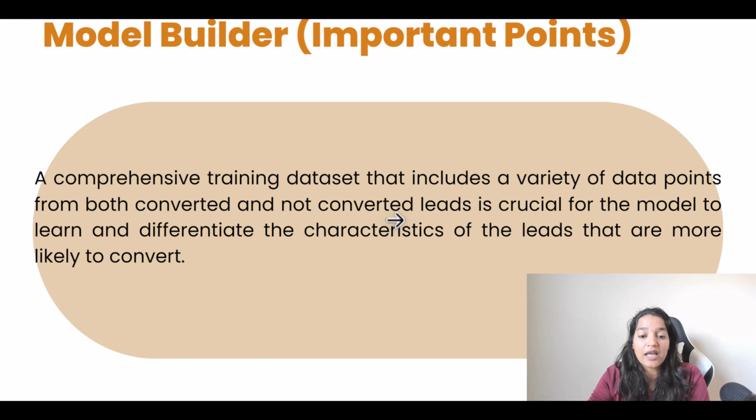Now, another important point is a comprehensive training data set that includes a variety of data points from both converted and not converted leads is crucial for the model to learn and differentiate the characteristics of the leads that are more likely to convert. So if, let's say, your model has to predict the likelihood of a lead being converted, then you need to feed your data model with a variety of data points which have information about those leads which got converted, and also information about those leads which were not able to get converted. So you have to feed both ends of the spectrum.